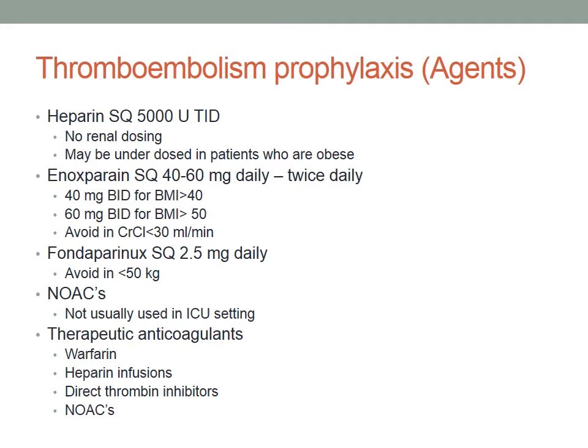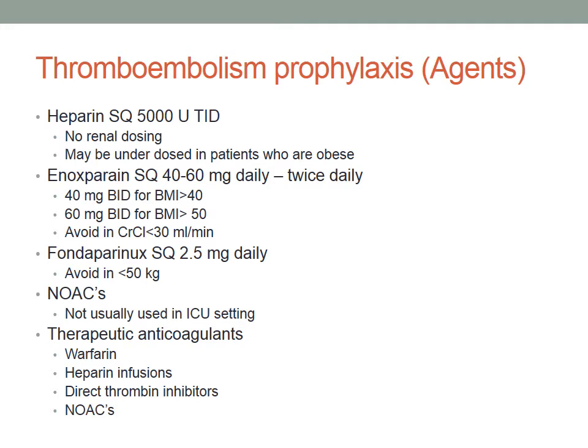Lovenox, or enoxaparin, is given as 40 milligrams subcutaneously once a day. It, however, does have its dose increased based on the BMI of the patient to 40 or 60 milligrams twice a day. We avoid this medication in a creatinine clearance of less than 30 mils per minute, which may be common in the ICU population, and we often will not see it used.